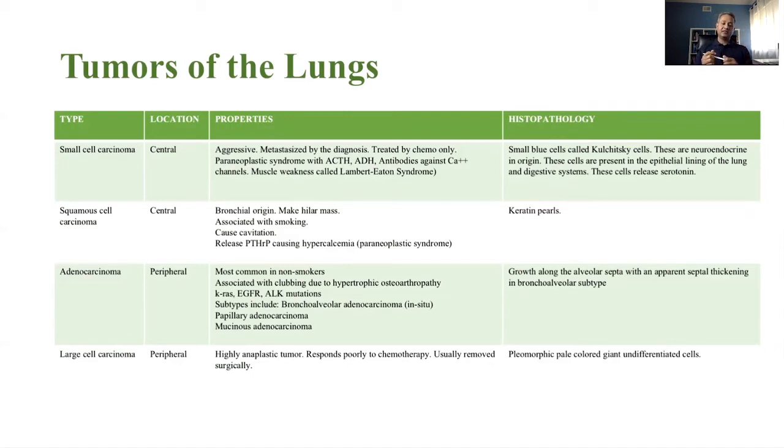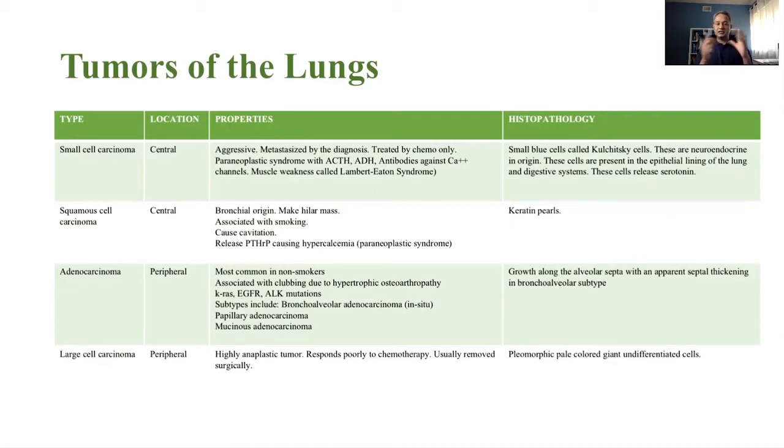And finally is the large cell carcinoma, very aggressive as well, anaplastic, undifferentiated, and usually removed by surgical procedures because it doesn't spread fast. It is normally present peripherally, but has a poor prognosis.